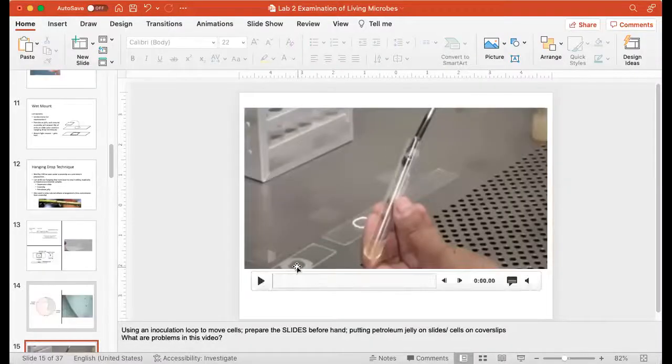Remember, one of the big differences between a wet mount and a hanging drop is where we're going to put our drop of material. In a wet mount, we would put the drop right on the center of the glass slide. But in a hanging drop, we're going to put the drop on the cover slip. All right, let's take a look.